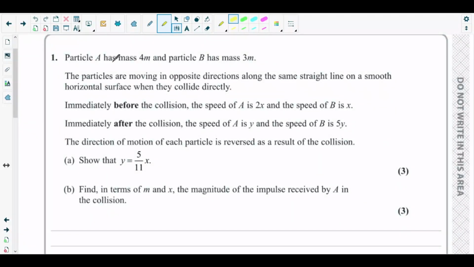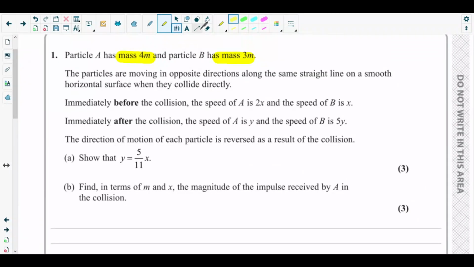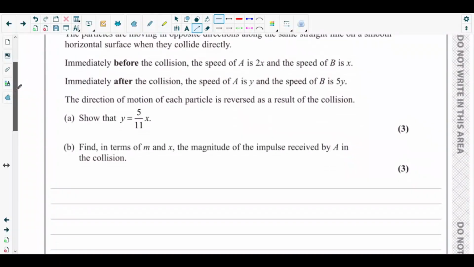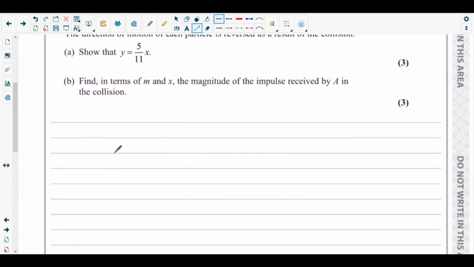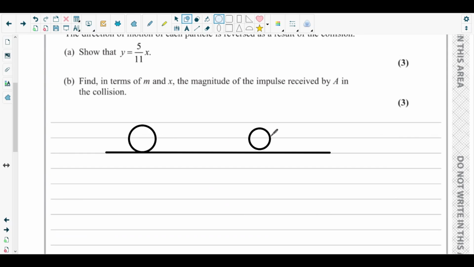They are saying here particle A has mass 4m and particle B has mass 3m. So two particles 4m and 3m. Remember, for momentum and impulse questions, always try to consider the sketch. It's very effective if you consider the sketch. So let us consider two particles A and B, isn't it? So particle A goes there, okay, and B goes there.